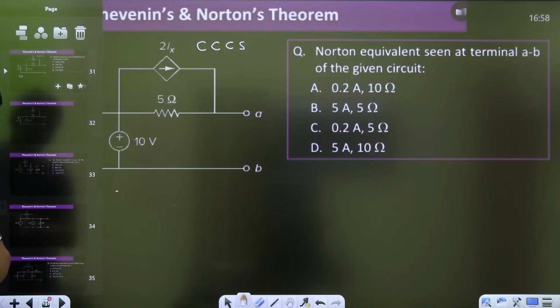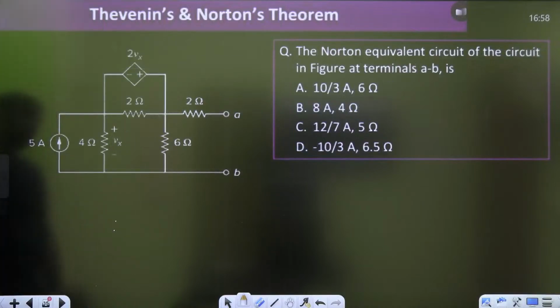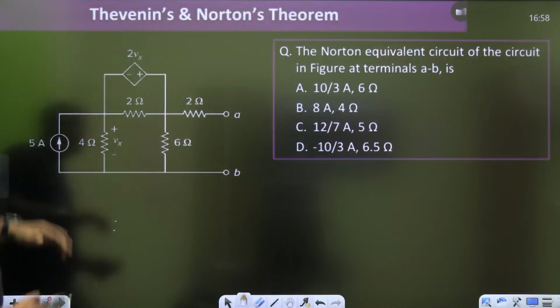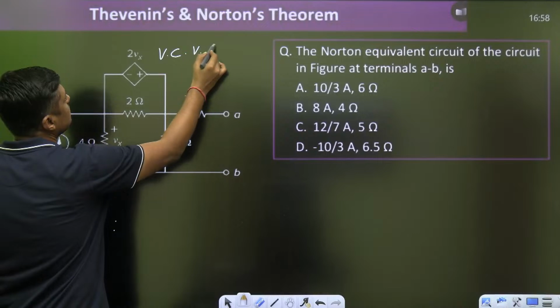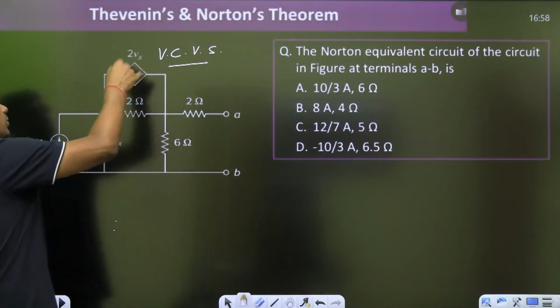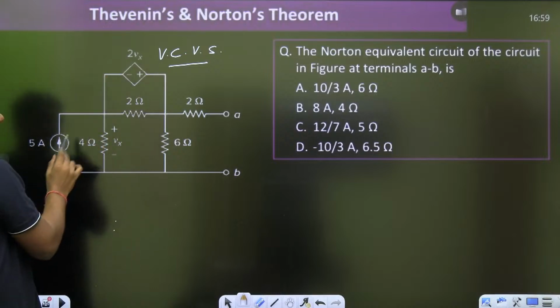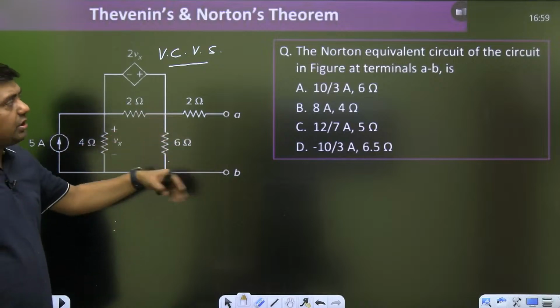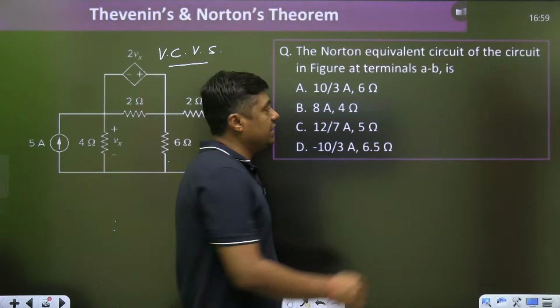This is an important one. Then I will solve this question for you. This is the Vx. This is the 2Vx. This is the voltage controlled voltage source. And we have a 2 ohm resistor parallel to the voltage source. So what is the role of this 2 ohm resistor? I will explain. This is the 5 ampere. This is the 4 ohm. This is the 6 ohm. This is the 2 ohm. Across A and B, you have to find the Norton's equivalent as well as the Thevenin's equivalent. Both.